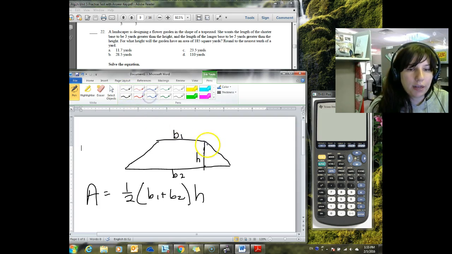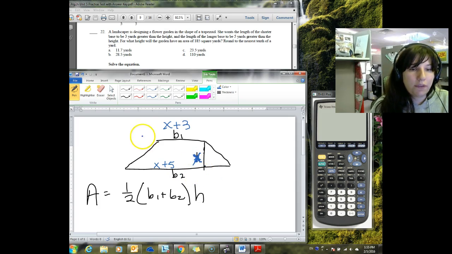So I don't know what the height is. Let's give it a variable x. The base here, the shorter base, is going to be 3 yards greater. So it's going to be x plus 3. The length is going to be 5 yards greater. So this side's going to be x plus 5. Okay, and again, I don't know what the height is, so I'll just make that x. Okay, what height will the garden have if the area is 185?